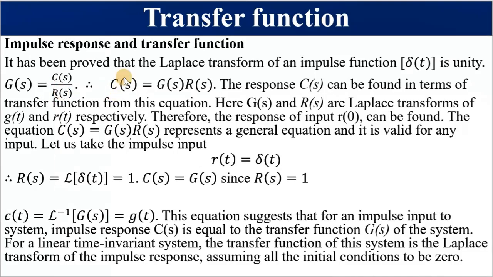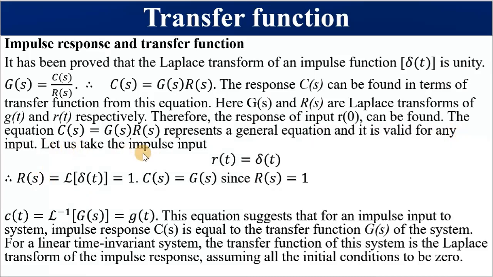Hence, we can safely say C of S is equal to the transfer function multiplied by the Laplace transform of the input. So the output C of S can be found in terms of the transfer function G of S, and hence G of S and R of S are Laplace transforms of G of t and R of t respectively. This we know. Therefore, the response to the input can be found at t equals 0. This equation represents a general equation and it is valid for any input.